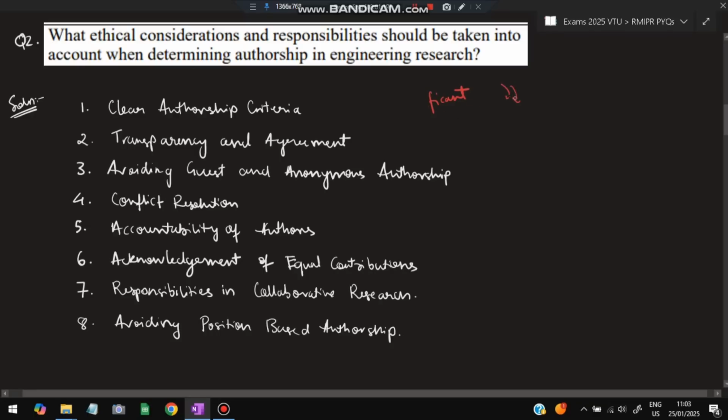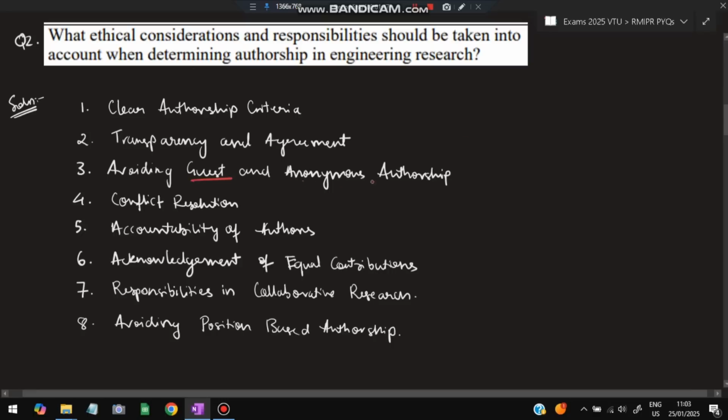If someone simply puts in one or two words and says I'm also an author, that is not valid. Clear authorship criteria means those who have put in significant effort. We have to avoid honorary names, names added because of political influences. We should not be doing that. After that, have transparency and agreement. Transparency means everyone should agree on how much role they had in the authorship. There should be no disagreement in between.